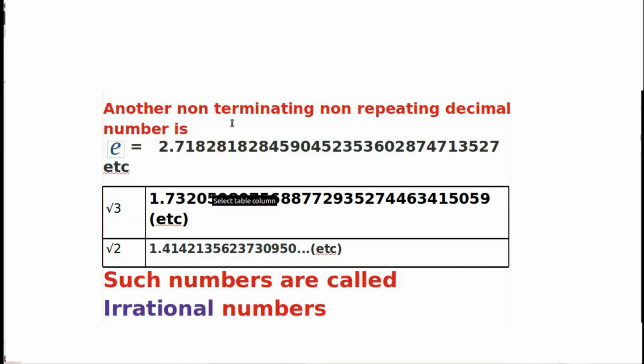Another non-terminating, non-repeating decimal number is e. That is equal to 2.718, 2818, 2845 etc. This is also not terminating and not repeating. Similarly, root 3 and root 2 are the same way. Non-terminating and non-repeating. Such numbers are called irrational numbers.